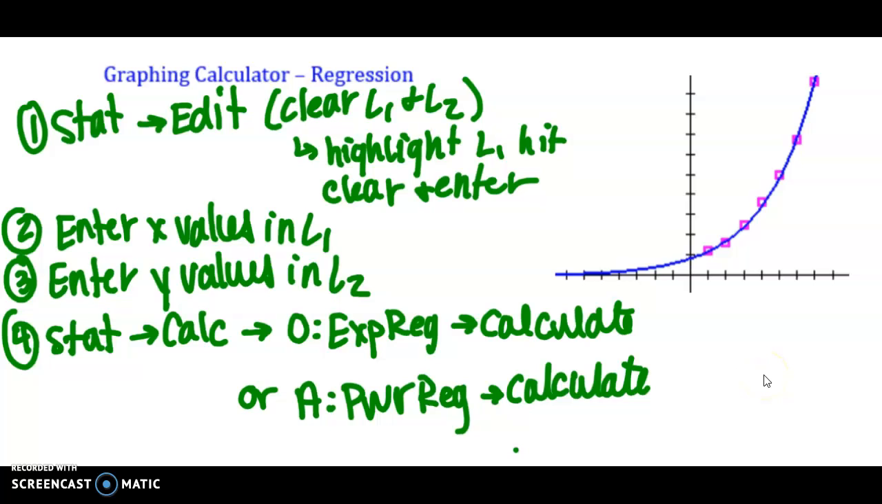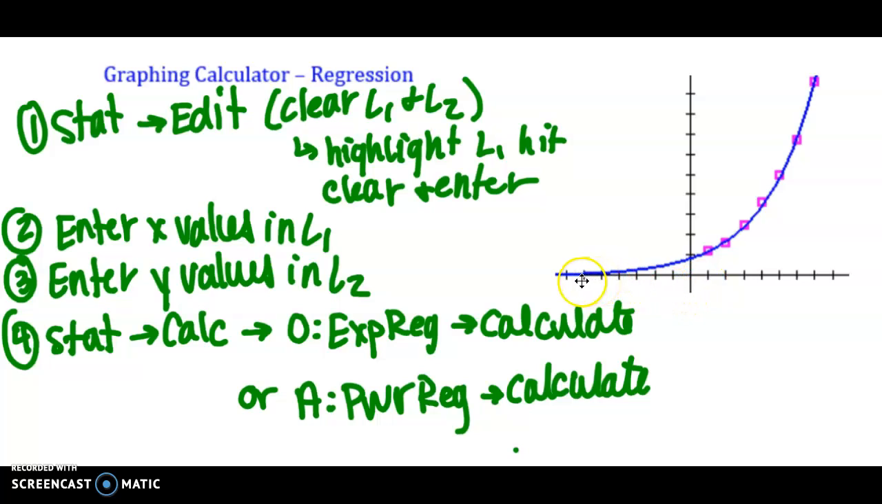Okay, so we're going to do some regression with our graphing calculator. Regression is basically just a line of best fit. So you can do linear regression, quadratic regression, exponential regression. So you look at your data points and then you're looking for what type of shape you're going to see. So these pink squares here are my data points. And so it looks like it's exponential.